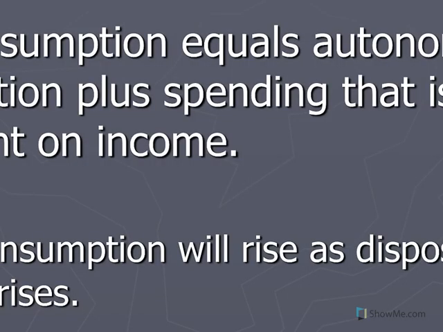So if we want to know the total level of consumption that is taking place in the economy, all we have to do is add up autonomous consumption plus the amount of expenditures that do depend on income. And again, total consumption will rise as disposable income rises.